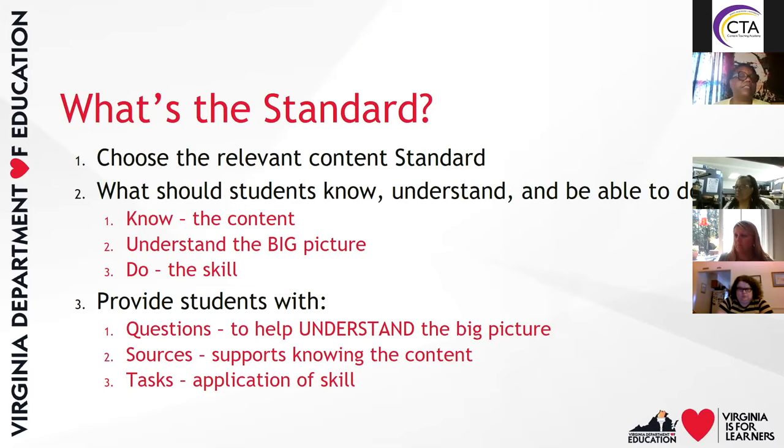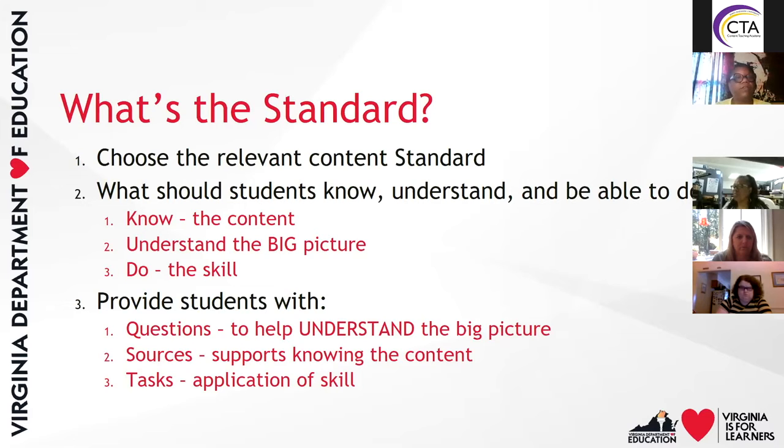But what we want to do is figure out what we want students to know, understand, and be able to do. The know is the content. The understand is the big picture. And the do, how do we use the social science skills? So if you provide students with these three things, it will help with the know, understand, and be able to do. Questions, sources, and tasks. Questions help us help students with understanding the big picture. That's why I asked you all, what are the big picture questions that come to mind when you see those images? You all put some really great questions there.